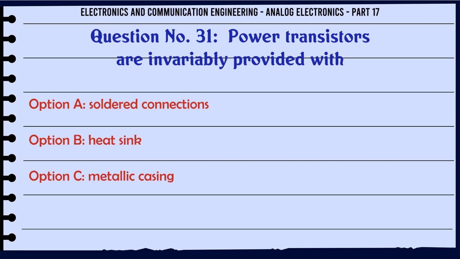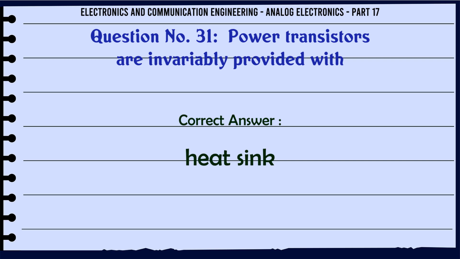Power transistors are invariably provided with: A. soldered connections, B. heat sink, C. metallic casing, D. none of the above. The correct answer is heat sink.